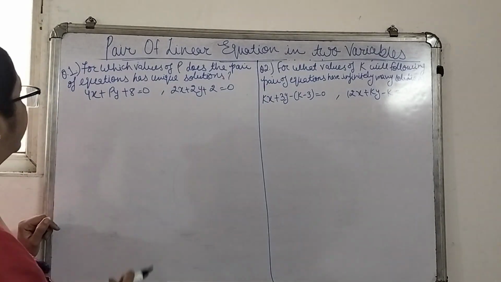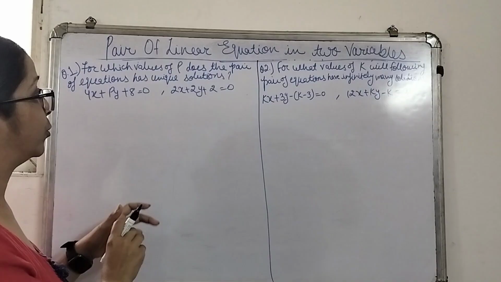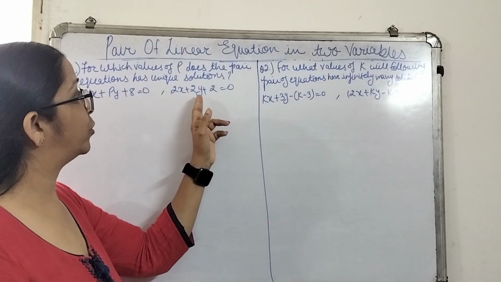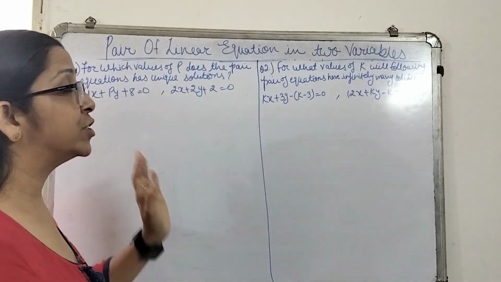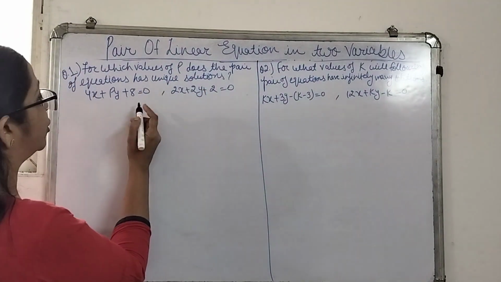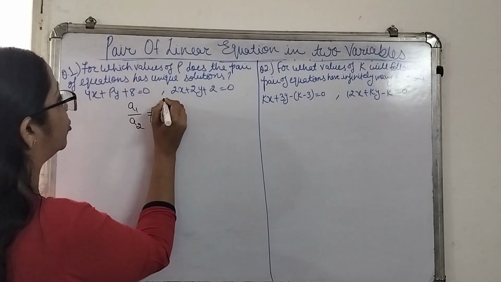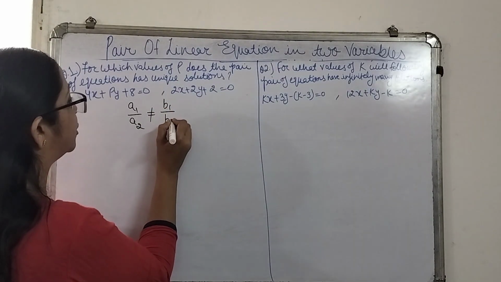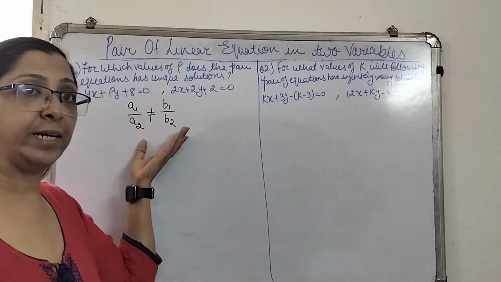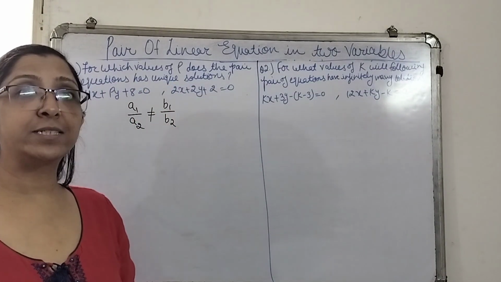We can see over here px plus py plus 8 equivalent to 0, and here 2x plus 2y plus 2 equivalent to 0. Just now we have read that the condition for a unique solution is that a1 over a2 should not be equivalent to b1 over b2. If this condition is satisfied, then we can say that the pair of linear equations will have a unique solution.